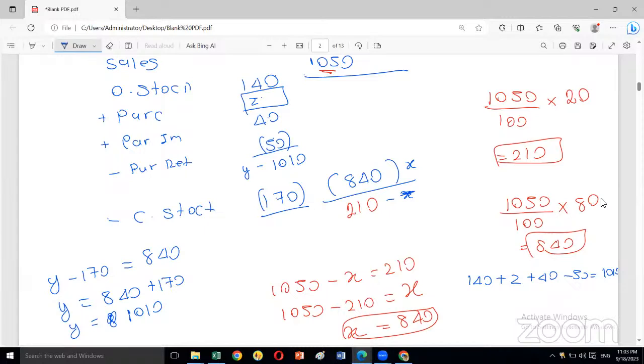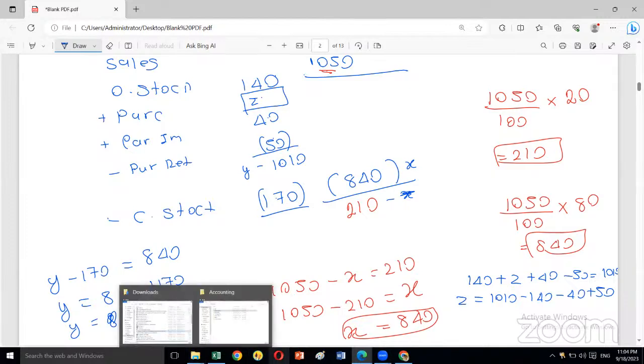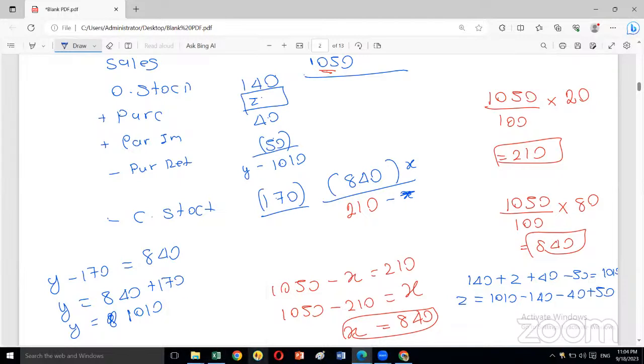Z is equal to 1010. Plus 140, if I take after equal, minus 140. Plus 40, if I take after equal, minus 40. Minus 50, if I take after equal, plus 50. So finally, z will be equal to 1010 minus 140 minus 40 plus 50 equals 880. So z is equal 880.